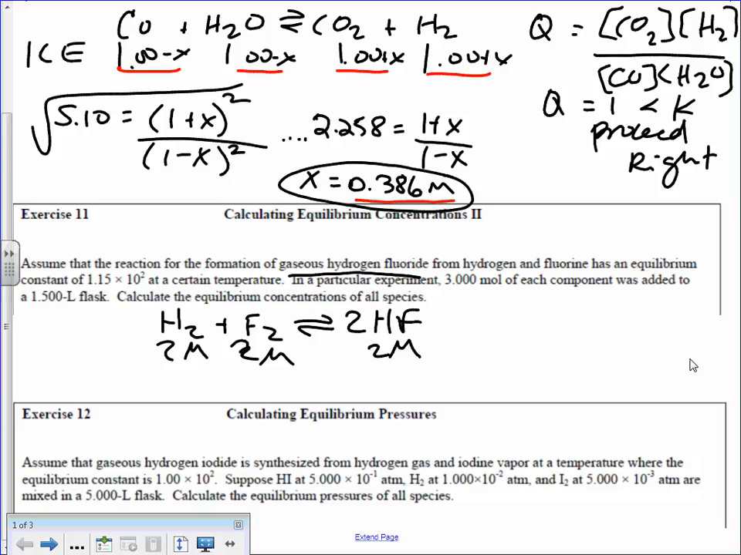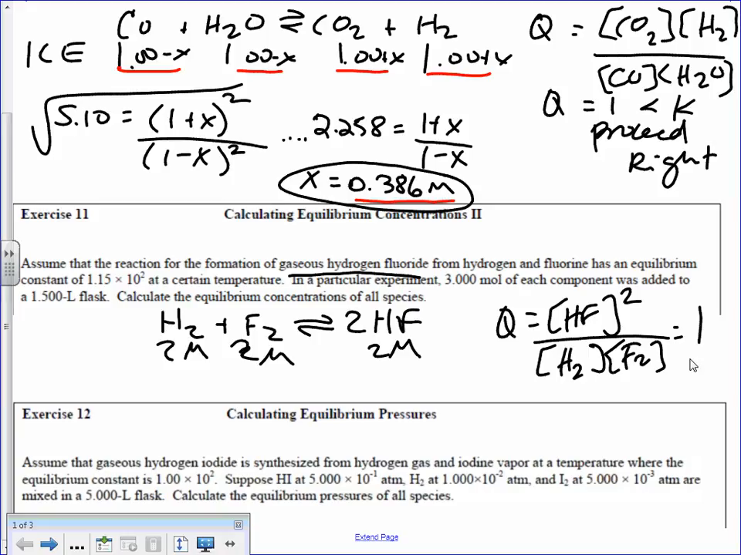Q equals 1, right? And I know that you guys are math savvy, but I do recommend setting up your expression every single time so that you don't forget the squared nature of some of the reactants or products. So here, this is going to be 2 squared over 2 squared, so that is going to be 1 when you plug it in.